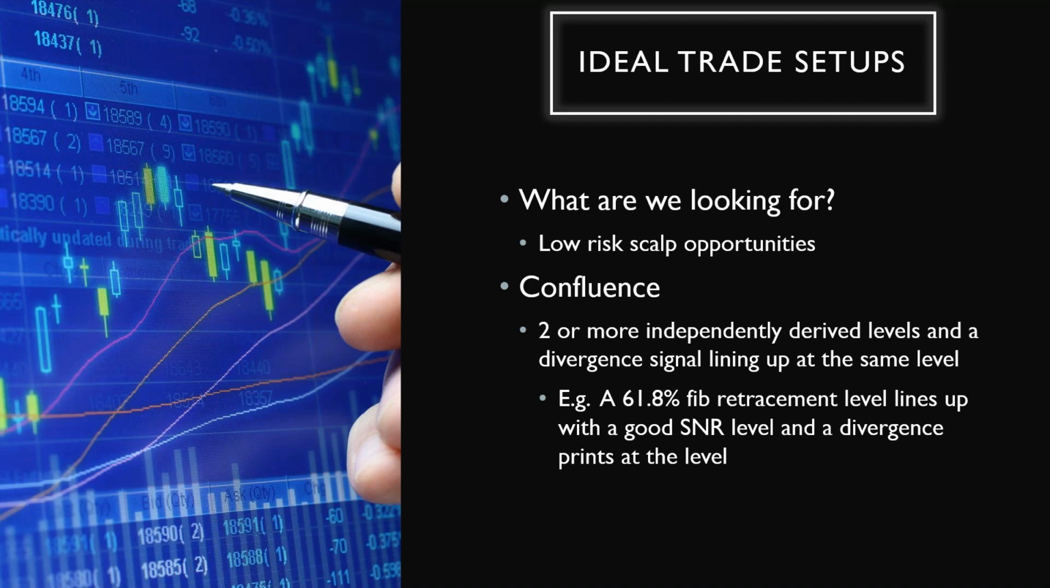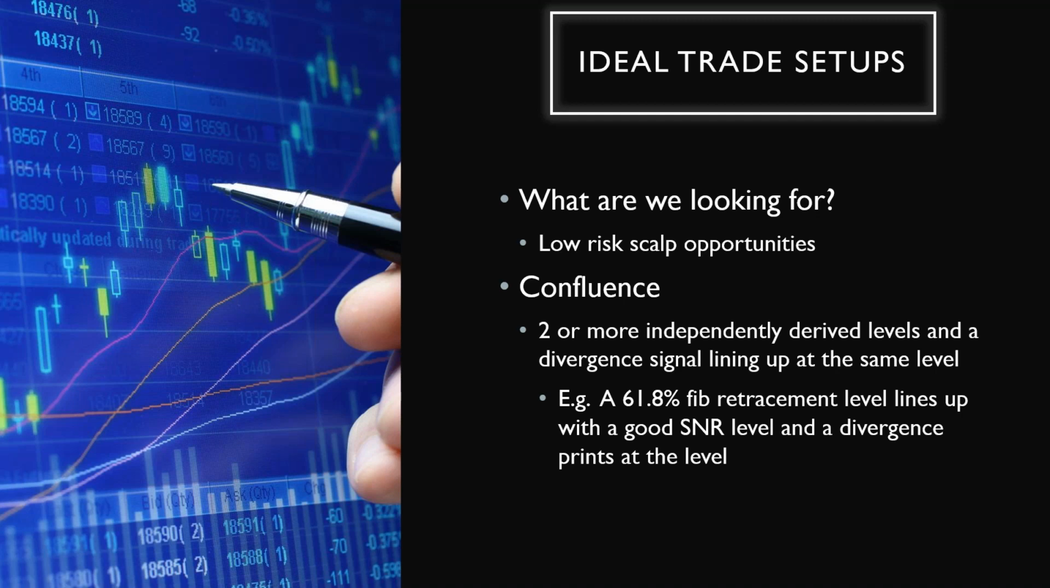We're looking for, like I said, low risk scalp opportunities, and we're looking for confluence. So when there's 2 or more independently derived levels and a divergent signal lining up at that level or area in the chart, that's what we're talking about. So let's say we have a 61.8 fib retracement level lining up with one of our support and resistance levels that we drew on the chart, and then a divergence prints as the market is testing that level. That would be your confluence.